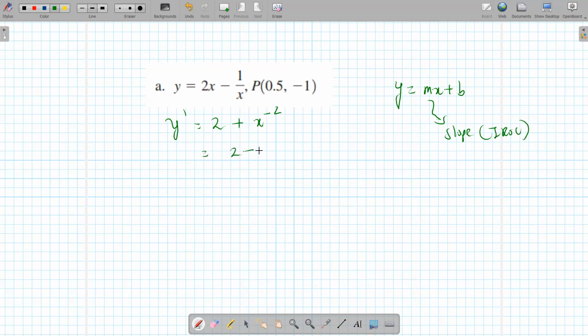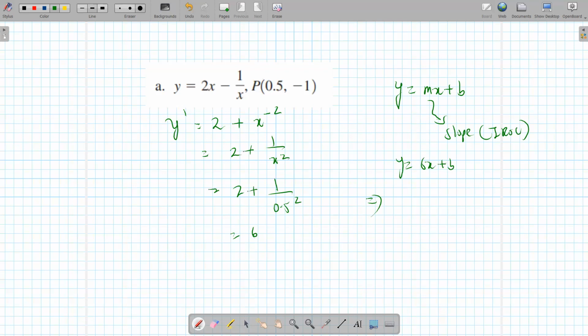So again, if you want to rewrite this, you can throw it back on the denominator like that. So you have 2 plus 1 over 0.5 squared. That's 0.25. That's 4. It's going to be 6. So that's our slope. Y equals 6x plus b. How do we find the b value?